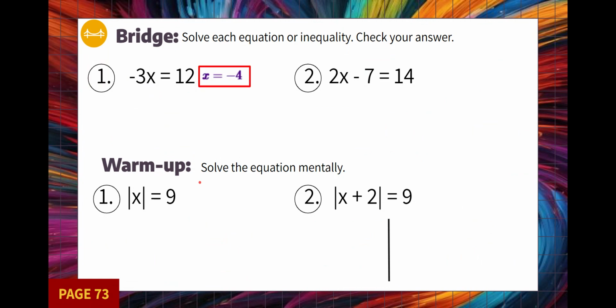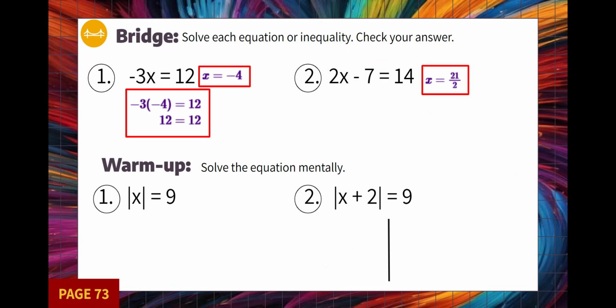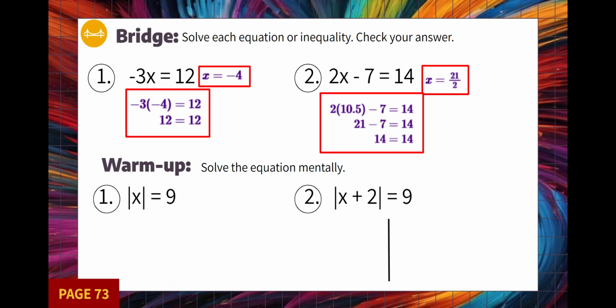So again, first answer is negative 4. If you plug that in, negative 3 times negative 4 equals 12. So 12 is equal to 12, meaning negative 4 is correct. Number 2, 21 over 2. If you plug in 21 over 2 for x, 2 times 10.5, which is 21 divided by 2, minus 7 is equal to 14. So that would become 21 minus 7 is equal to 14, and then 14 is equal to 14. So this is correct.